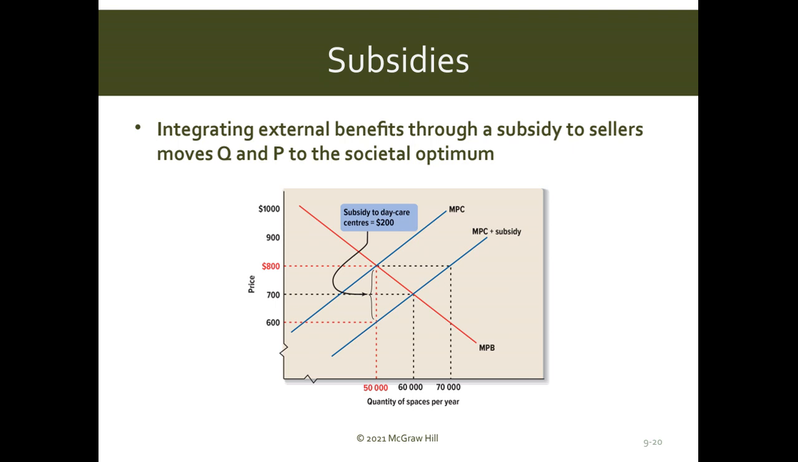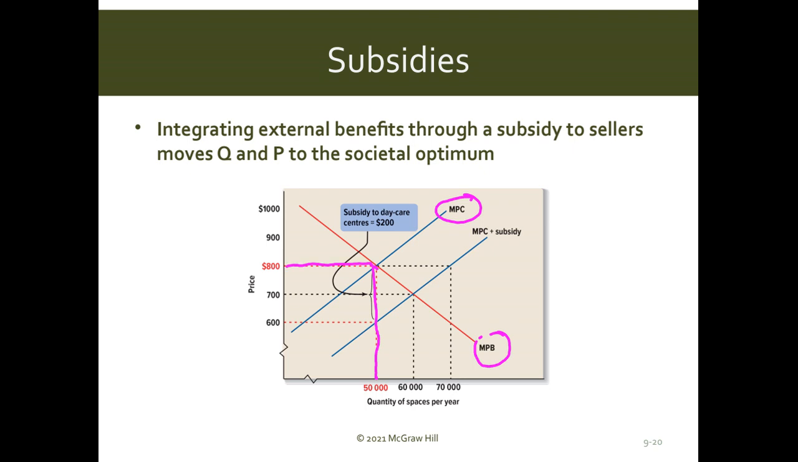Sellers' costs will decrease. Why? Because they are receiving money from the government as well. So if you notice here, and exactly opposite of external cost, marginal private cost was this, marginal private benefit was this, equilibrium quantity was this, equilibrium price 800.